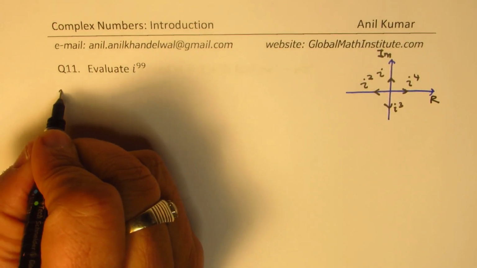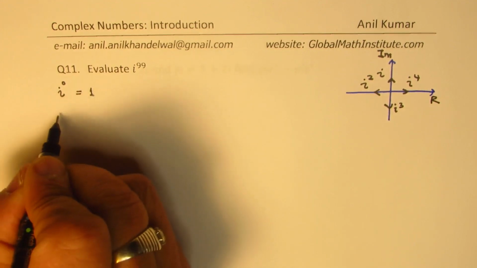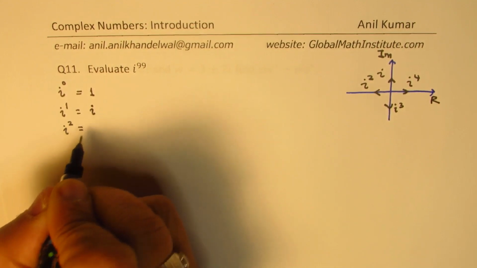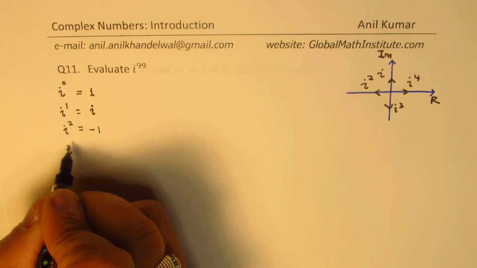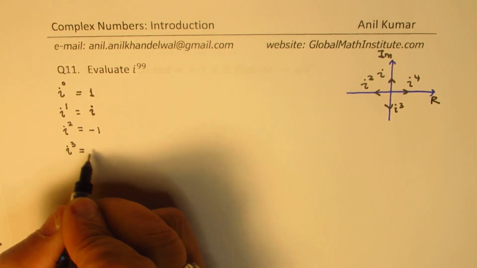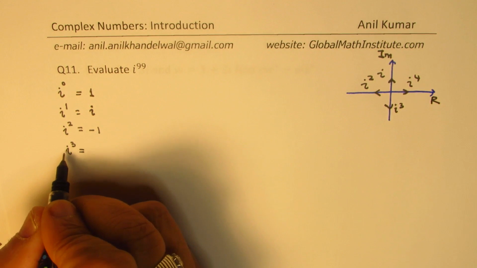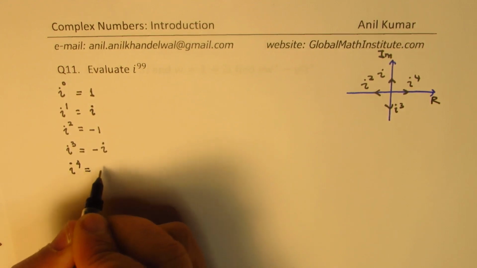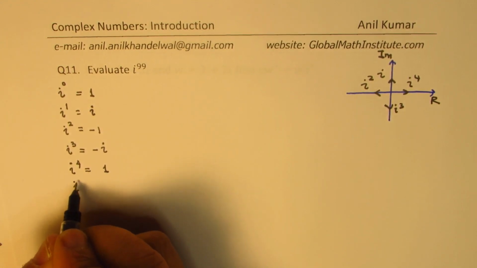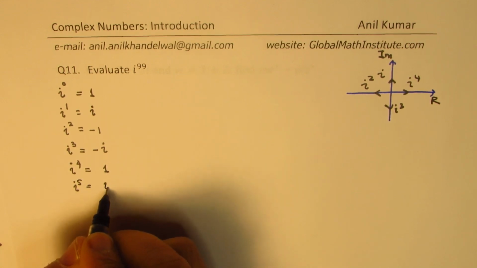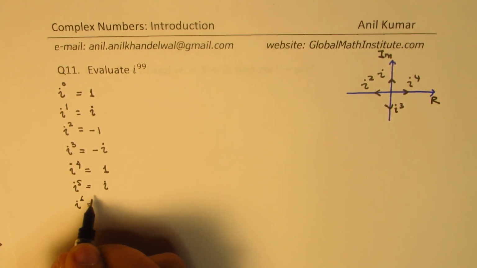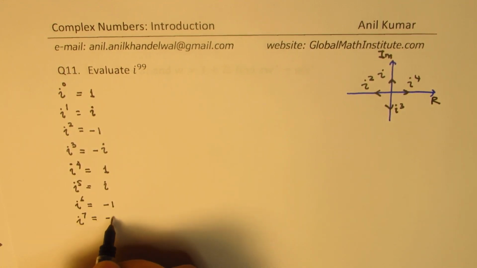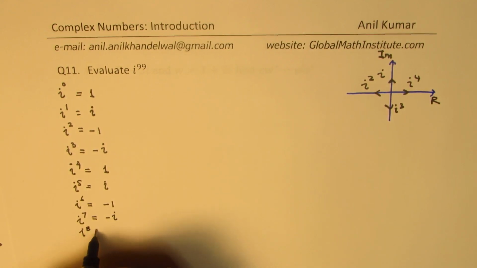So what I'm trying to say here is that i to the power of 0 is 1. i to the power of 1 is i. i square is minus 1. i cube is minus 1 times i, which is minus i. And i to the power of 4 is 1. Then if I do i to the power of 5, I multiply this with i, right? So i to the power of 6 is i square, which is minus 1. i to the power of 7 is minus i, and i to the power of 8 is again 1.